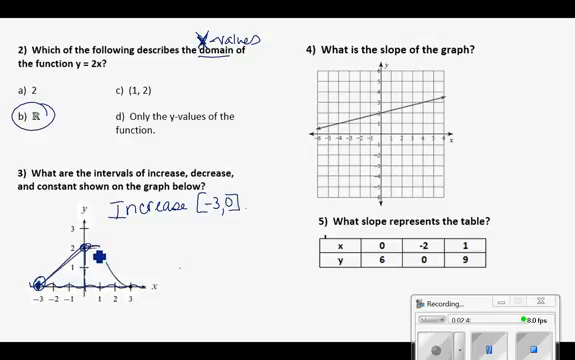Then it stays constant. And that starts at 0 and stops at 1. The last thing it does is it decreases. So we have the last interval from 1 all the way down to 3.